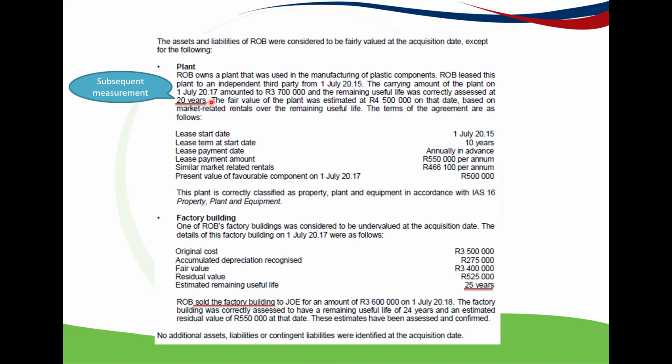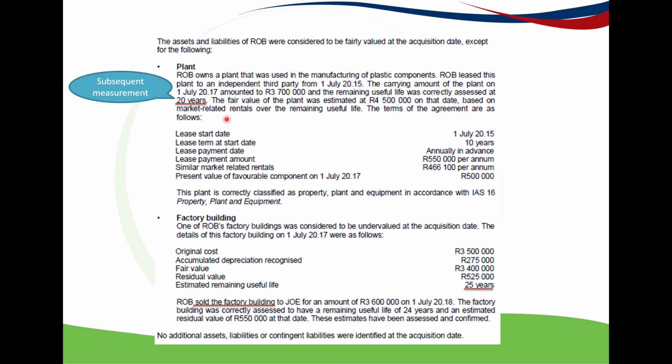We must remember, for any fair value adjustment at acquisition, we will have to recognize the depreciation on that as well. So we will know it will be easy marks. Debit depreciation, credit accumulated depreciation, debit deferred tax, credit income tax expense. The fair value of the plant was estimated at 4.5 million on that date, based on the market-related rentals. So we know the fair value adjustment will be 800,000.